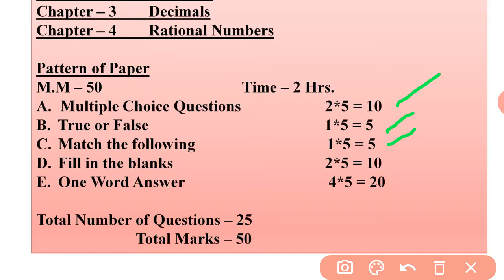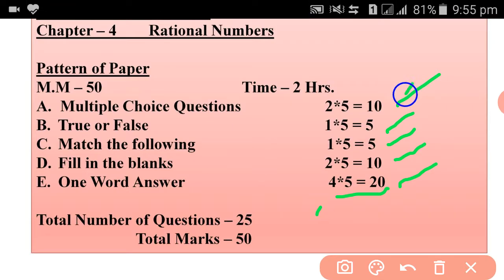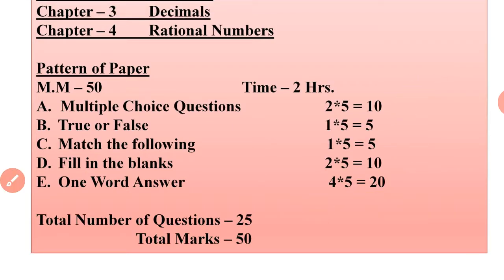Now after this, fill in the blanks. In fill in the blanks, 5 questions are there and 2 marks each, so total marks will be 10. After this, E part, that is one word answer. In this there will be 5 questions and each question carries 4 marks, so there will be 20 marks. Here you have to solve the question and write the correct answer. So total number of questions is 25 and total marks is 50. In this way you have to prepare for your unit test.